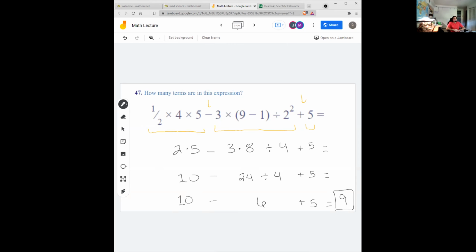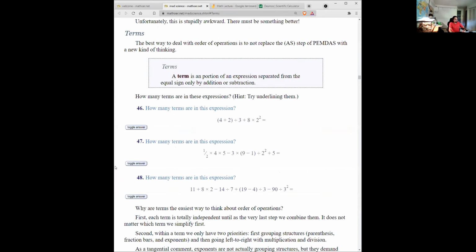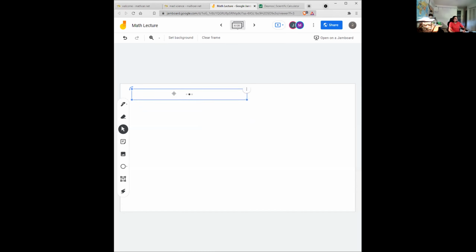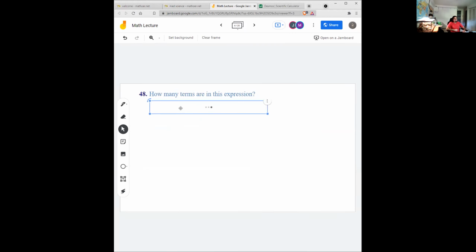Ready to do one on your own? Let me set it up and then I'll pause the recording. So first, before I pause it, stare at this and tell me how many terms there are before we actually solve it.